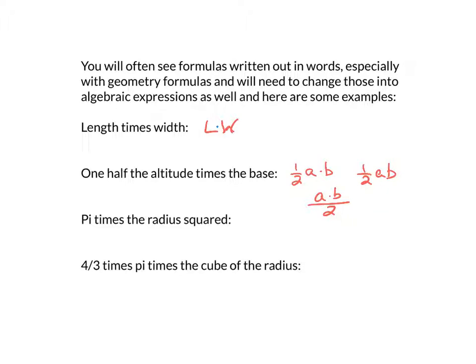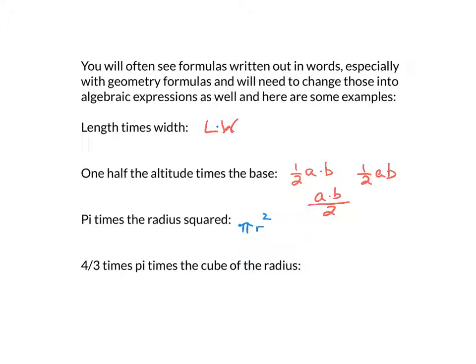The next one that I have, pi times the radius squared. The symbol for pi looks like that. I want times the radius squared, so it would just be pi r squared. And that is the formula for the area of a circle.